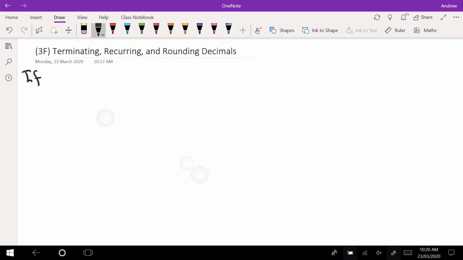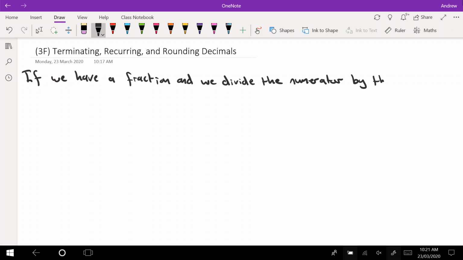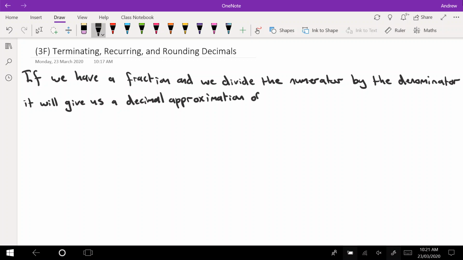If we have a fraction and we divide the numerator by the denominator, so let's say we have a fraction 2 over 7, and then we divide 2 by 7, it's going to get us a decimal approximation of the fraction.